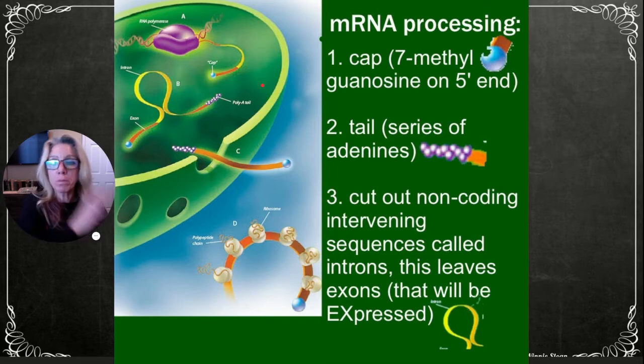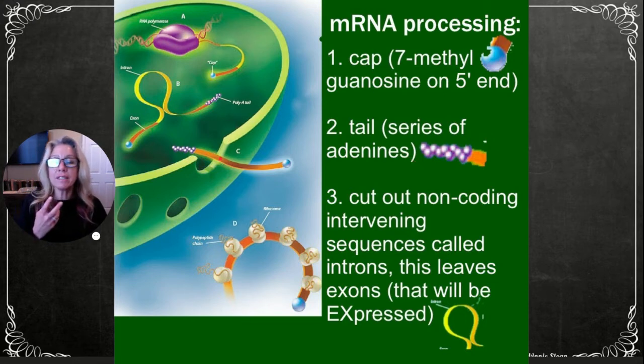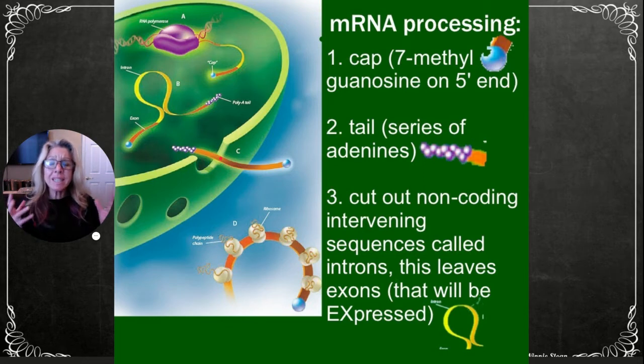The other thing you do is you protect the other end of it, and you put on a tail. That tail is a series of 100 to 200 adenines. So if there's some enzyme out there snipping away at your mRNA, it's got to first snip through 100 to 200 adenines.